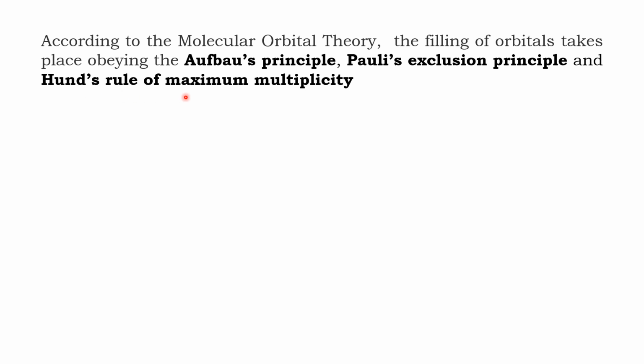And the third rule is Hund's rule of maximum multiplicity, which states that pairing of electrons could only occur till all the available orbitals are half filled. If two orbitals have the same energy, then electrons have to be distributed uniformly till half filled. Then only pairing could be possible. Now, obeying these three rules, we have to fill the electrons in the molecular orbitals.